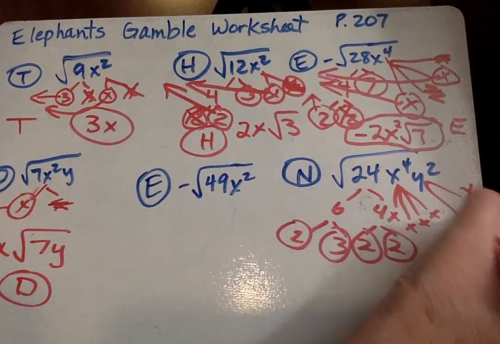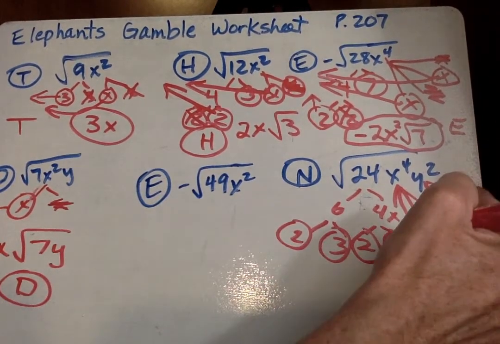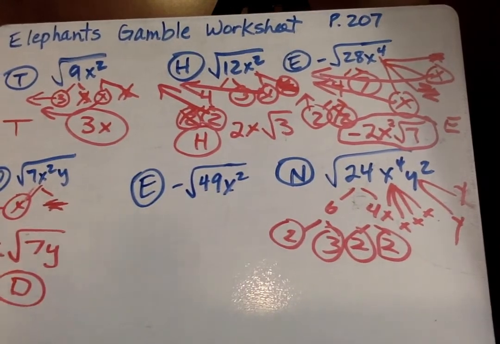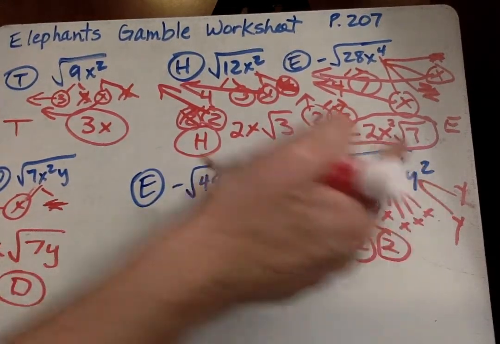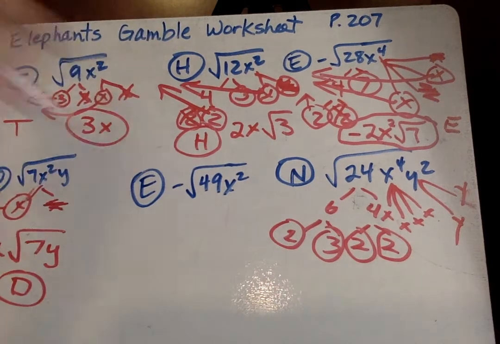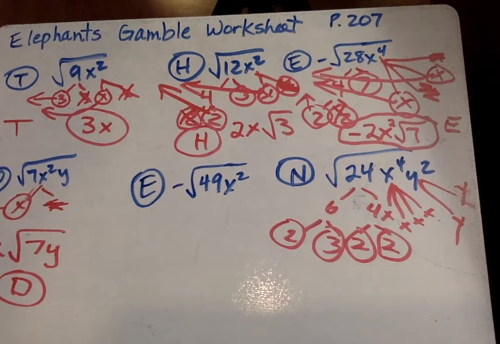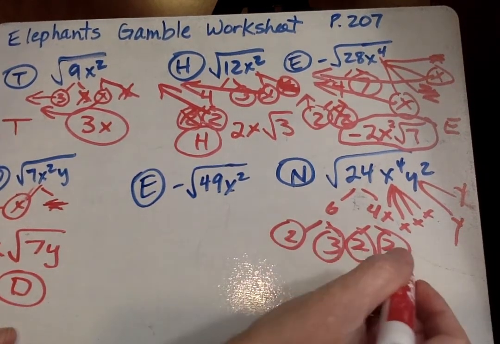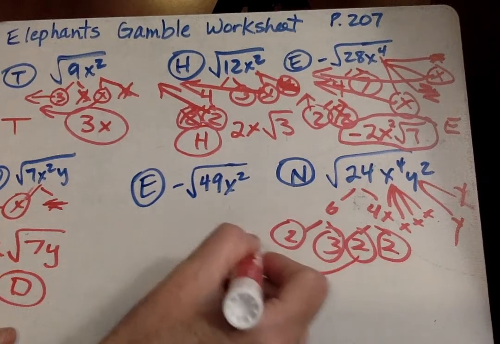Now, a good way to remember it is if there's an even number of any variable, then they all come out. If there's an odd number, one's going to be left behind. Okay, here we go, 2 times 3. Here we have a 2 and a 2. So 1, 2 is going to come out.